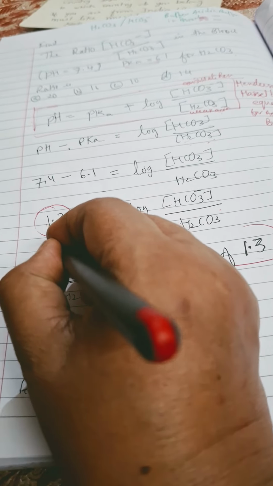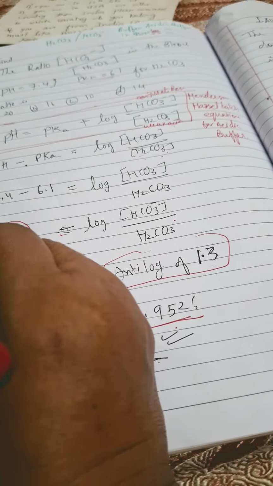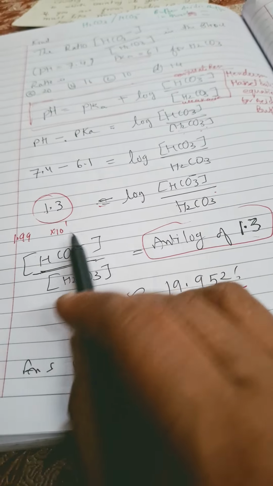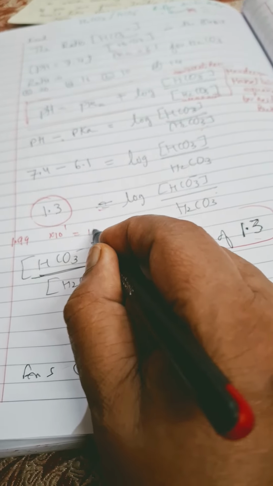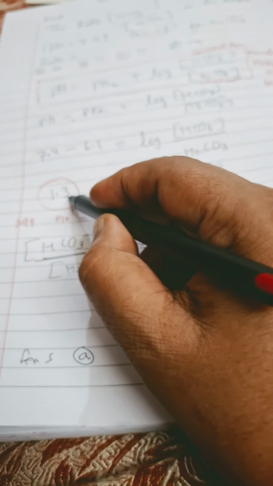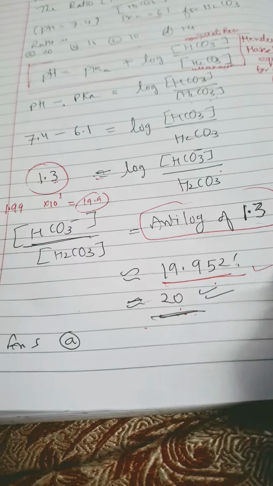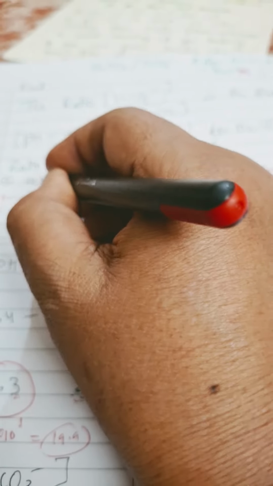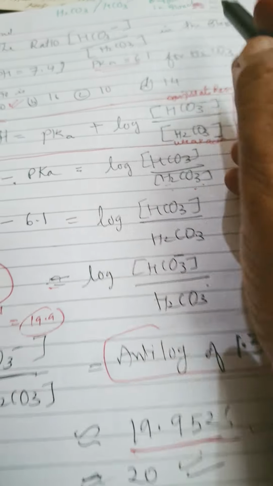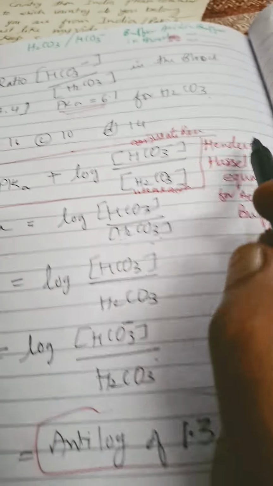For that, how do we do it? You have to see this as 10 to the power 1 and 0.3, which has 1.99. So we will see that it will come to be 19.9, power 1 we got. So we have to see the anti-log of 0.3 here, and this will go to the power. So where is 20? This is 20. So the ratio of the molar concentration of bicarbonate ion and carbonic acid is equal to 20. Okay, this is the correct answer.